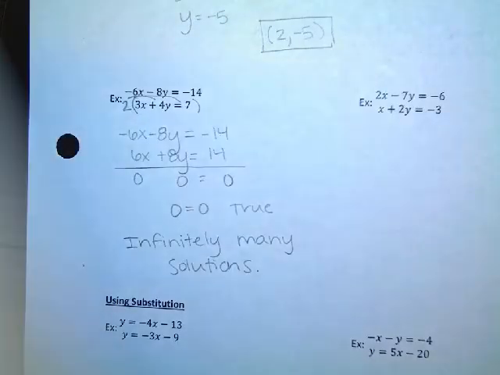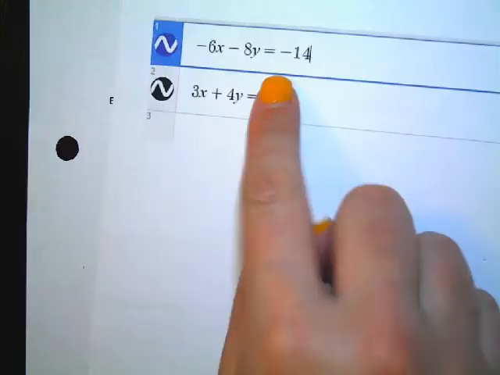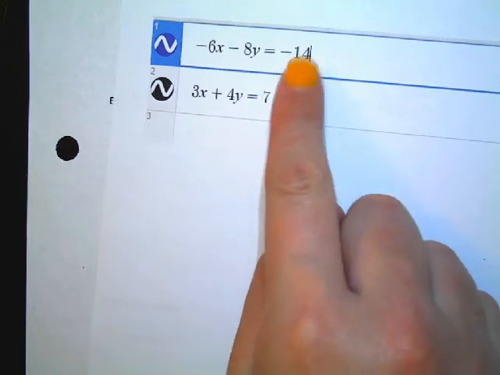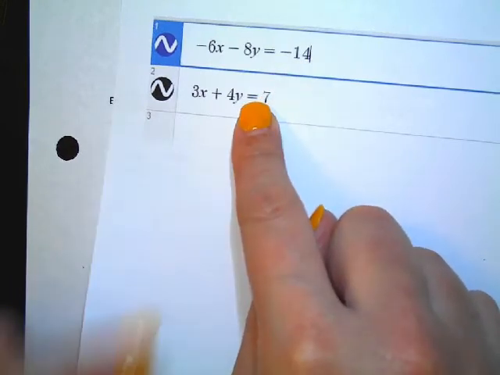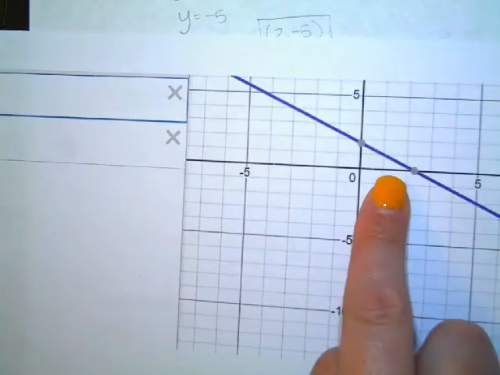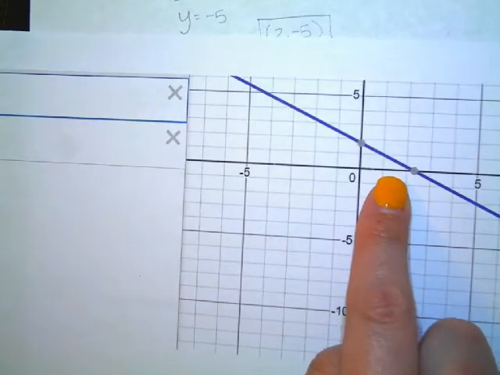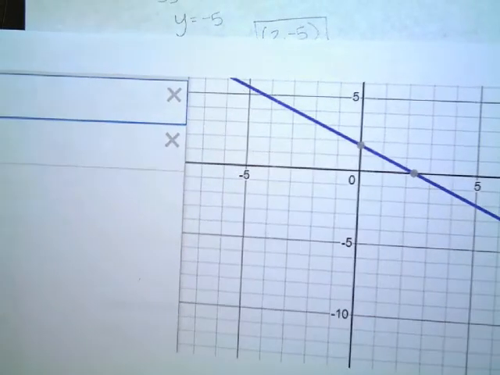All right, now I did the same thing for this one. You can see that I have my two equations. I've got a purple equation and a black equation. And when you look over here, you can only see the purple line because I graphed the black one first and the purple one went right on top of it.